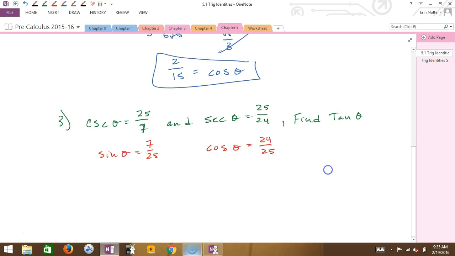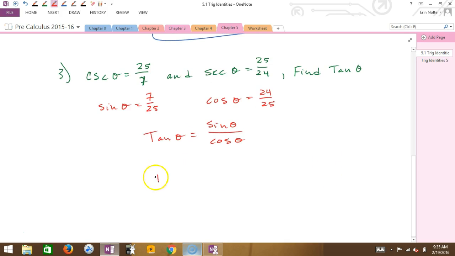Now we're going to use the quotient identity that the tangent is equal to the sine over the cosine. If I fill in those ratios, the sine is 7/25. Now I know I'm going to divide by a fraction. Is everybody following with me? If I'm going to divide by a fraction, I'm going to multiply by its reciprocal on the right-hand side. Is everybody okay with that?